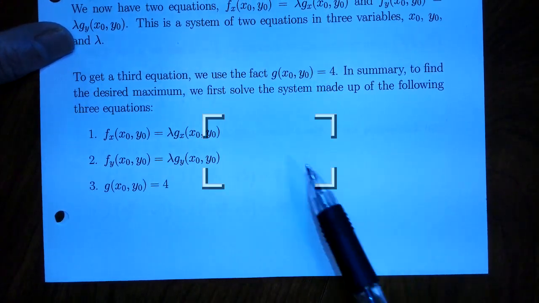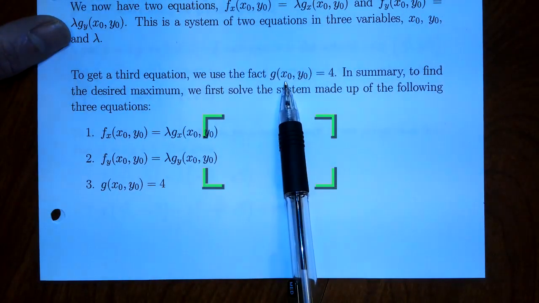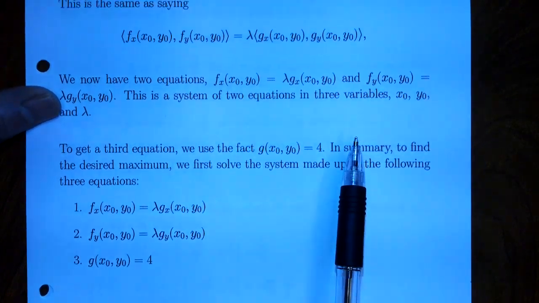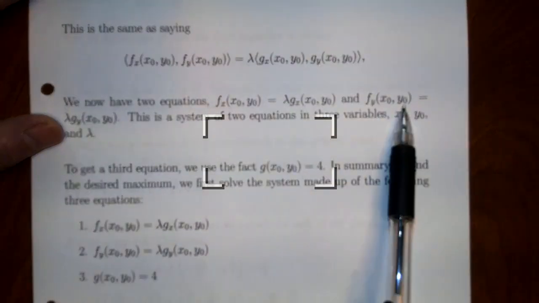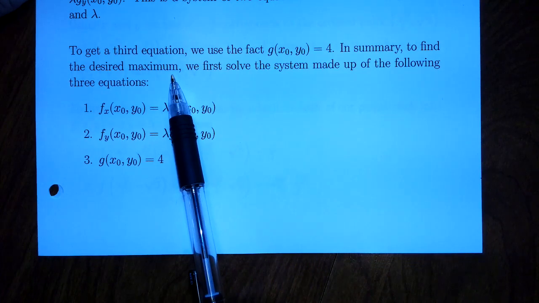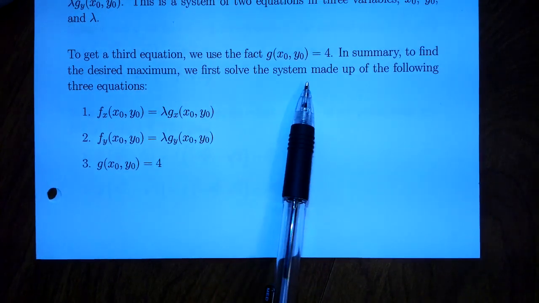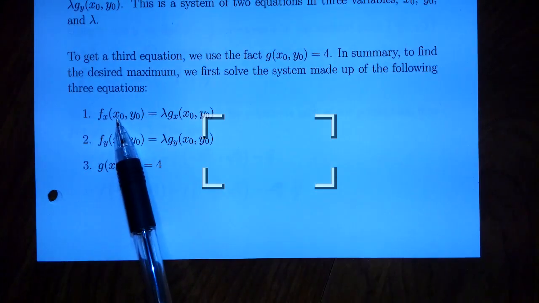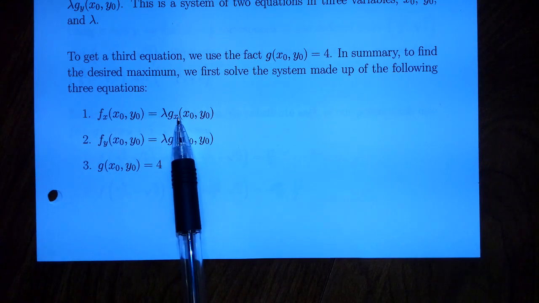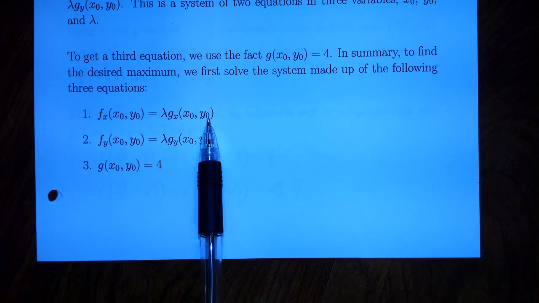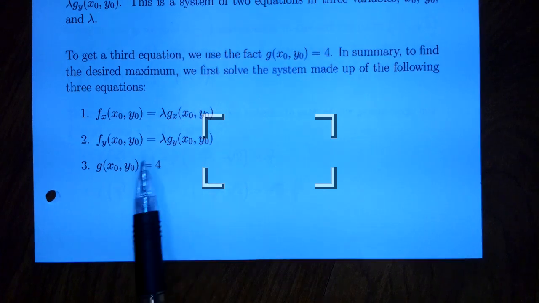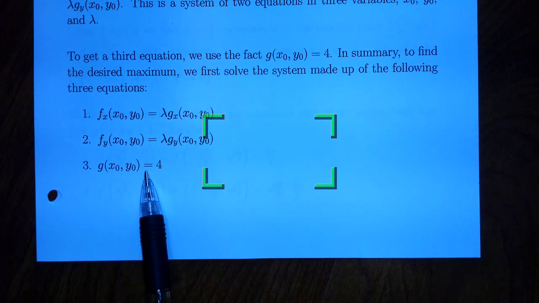We use the fact that at that point, which is on the curve, g of x naught, y naught has to equal 4. So now we have three equations. Here's an equation, there's an equation, and we have a third equation. So in summary, to find the desired maximum, we must solve the system made up of the following three equations. The partial of f with respect to x at x naught, y naught equals lambda times the partial of g with respect to x at x naught, y naught. A similar statement for the partials with respect to y. And then finally, g of x naught, y naught equals 4.